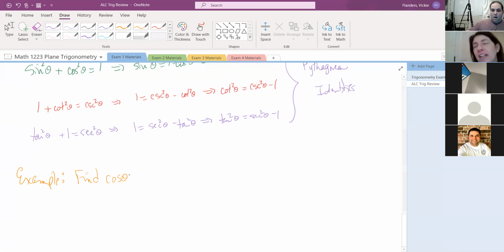Suppose I say find cosine theta. Okay, I could say find cosine theta if cotangent is 7. Yeah, if cotangent theta is 7. That's what I was thinking of, yeah. Or actually find all 5 if cotangent theta is. Okay, yeah. Let's say that. Find the remaining trig functions of theta if cotangent theta equals 7.